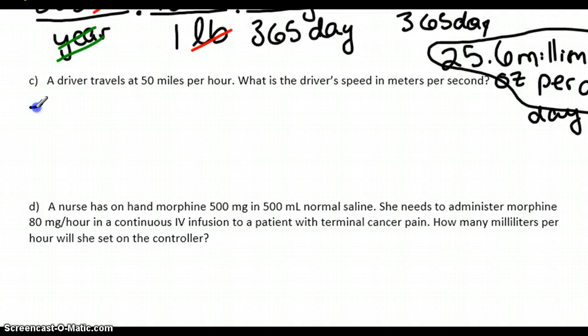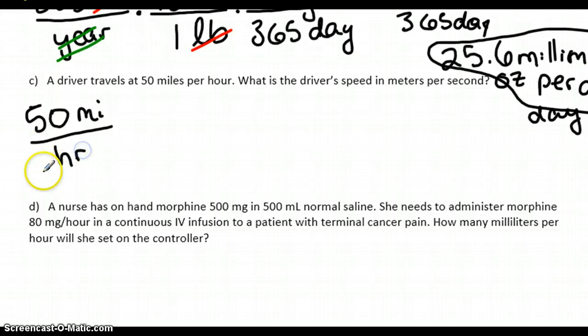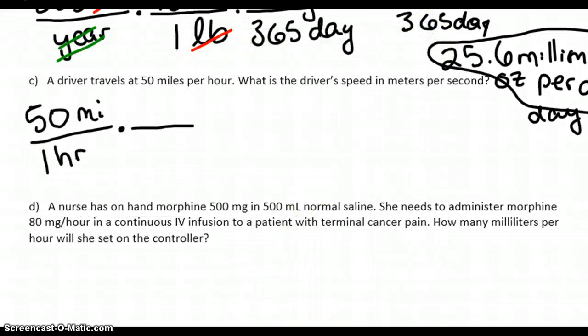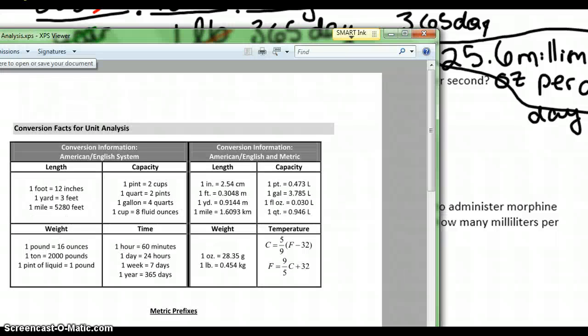So I'm going to start by writing 50, and again, I'm using MI for miles, per is that division line, hour. Now, per hour is the same thing as per 1 hour, so if I'd like, I can write a 1 there. And I'm going to convert this. Now I need to do miles into meters. Let's see what we can get here. Miles, oops, that's the wrong page. Alright, there we go. So I need miles into meter.